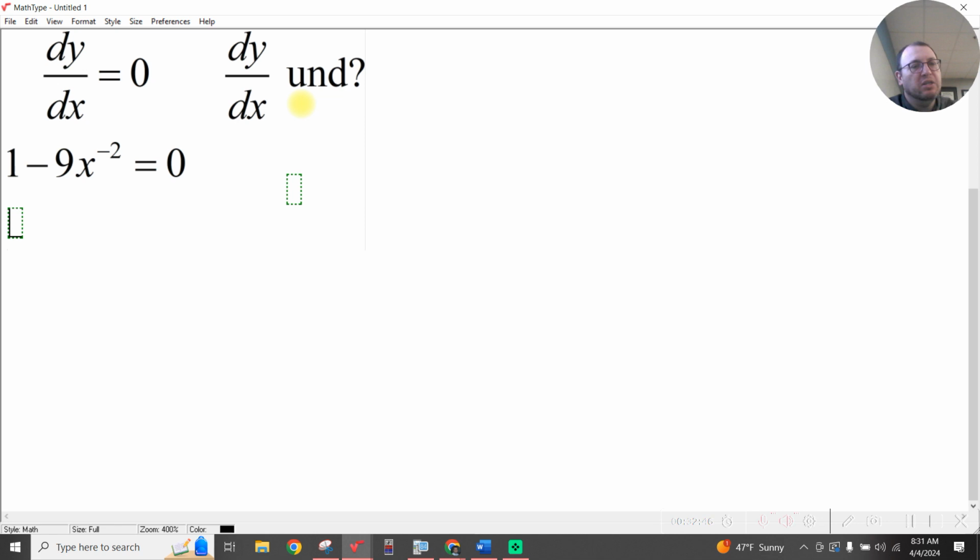I'm going to do a couple things here. First of all, I'm going to rewrite this -9 thing as -9 over x squared. And you're like, well, you just rewrote it. I did because I took the derivative. But since I'm solving an equation, equations are much easier to solve when you don't have negative exponents. So I'm going to rewrite it that way. And yes, I'm going to take the 1 to the other side.